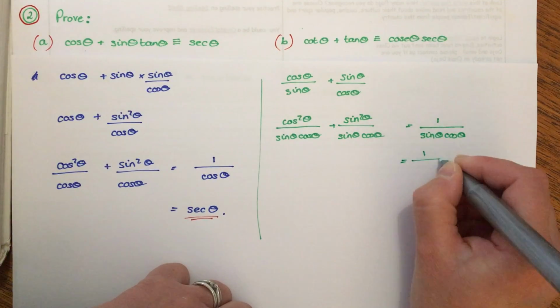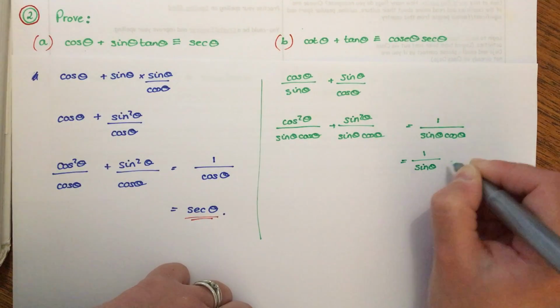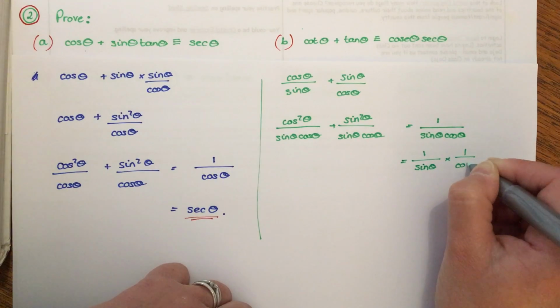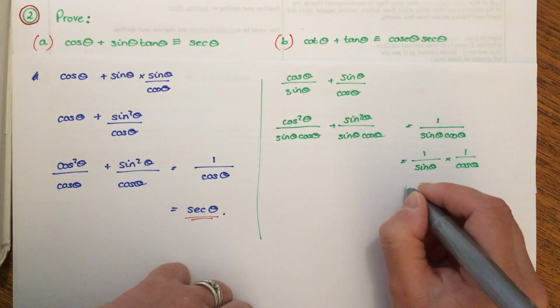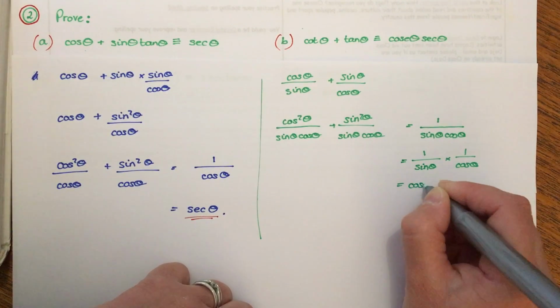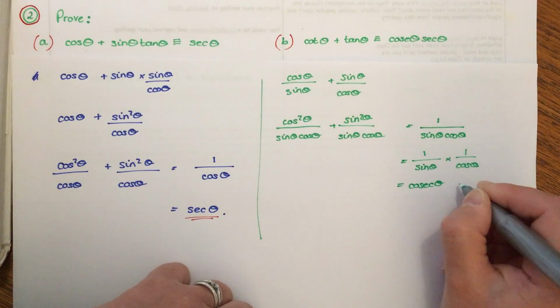So if I rewrite that as 1 over sine times 1 over cos, I've got 1 over sine, which is cosec, and 1 over cos, which is sec.